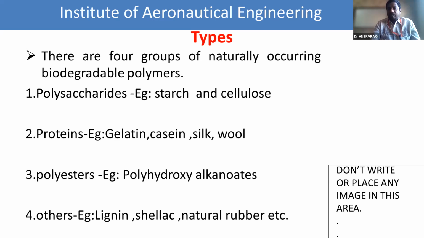Okay, so these are the four types of the naturally occurring biodegradable polymers. So that is about the naturally occurring biodegradable polymers.